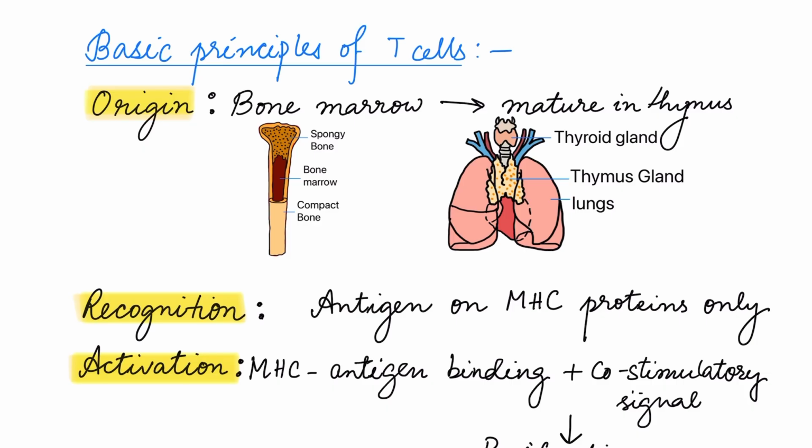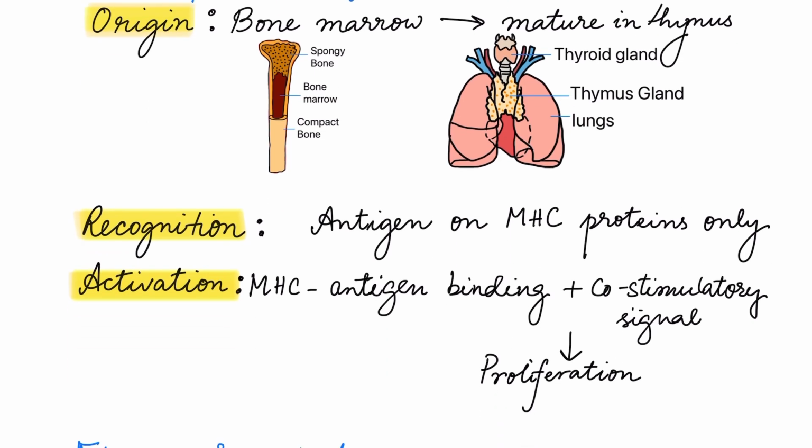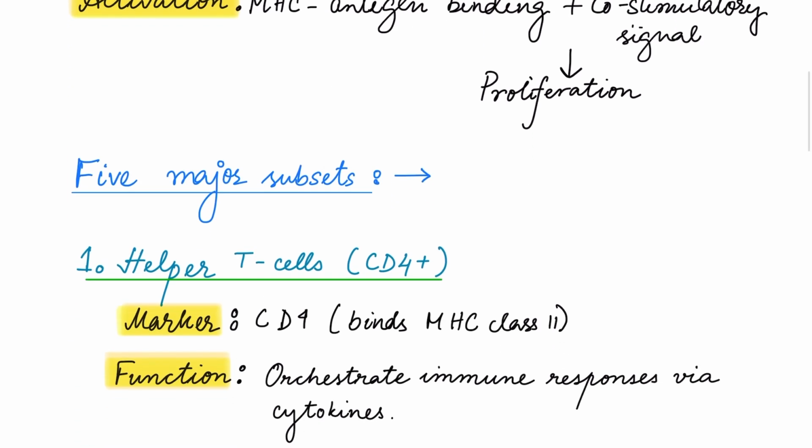What are the main subsets of T cells and their functions? T cells are not a single uniform group. They are differentiated into several subsets, each with unique roles in the immune response. The five major subsets include helper T cells, cytotoxic T cells, regulatory T cells, memory T cells, natural killer T cells. So what is the role of helper T cells?